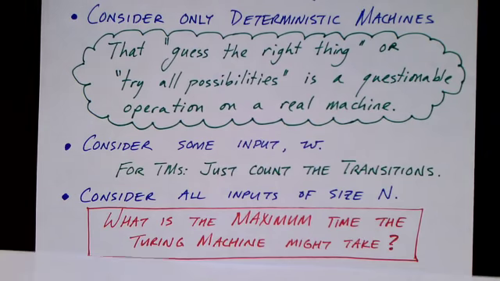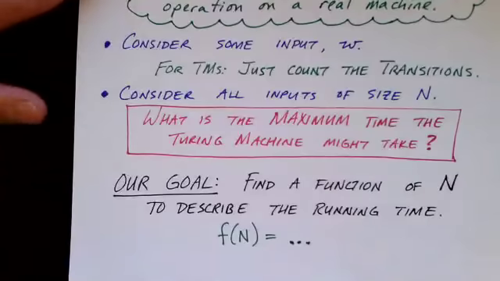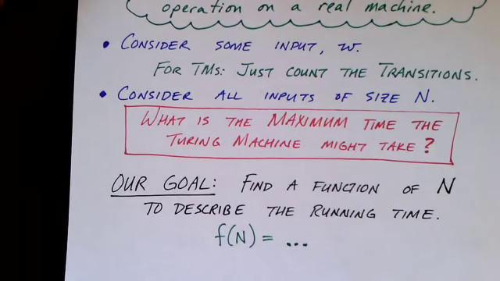And in particular, we want a function of the input size. So our goal in determining how long a Turing machine takes to run is to create a function of n, the size of the input. And for every value of n, it describes the maximum time a Turing machine might take to run on an input of that size n. So we'll look for functions that describe the running time in that way.